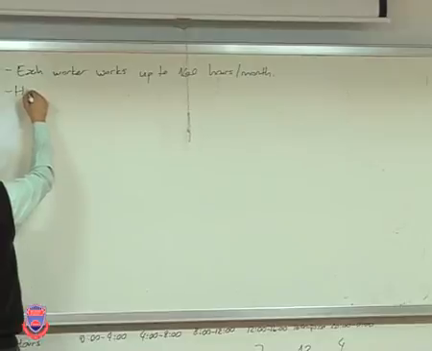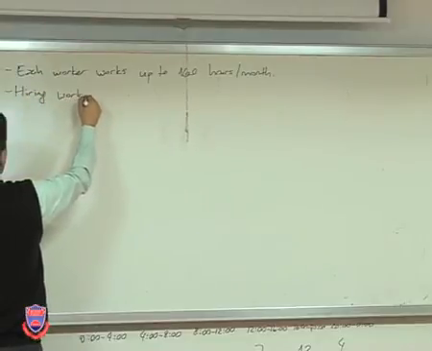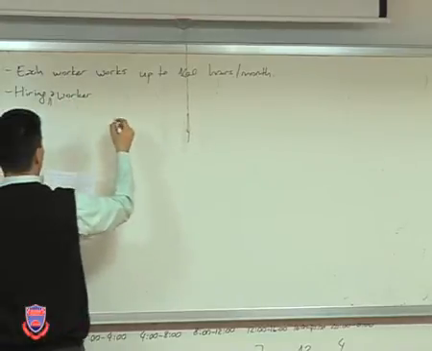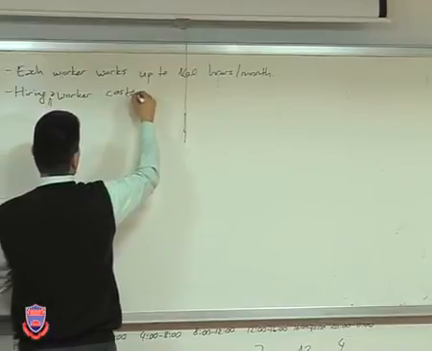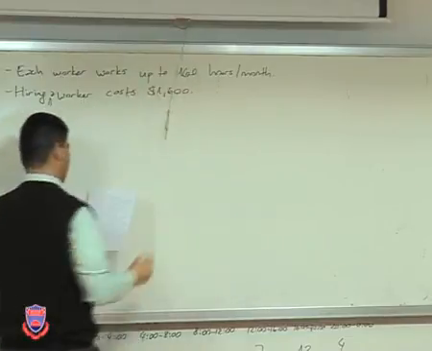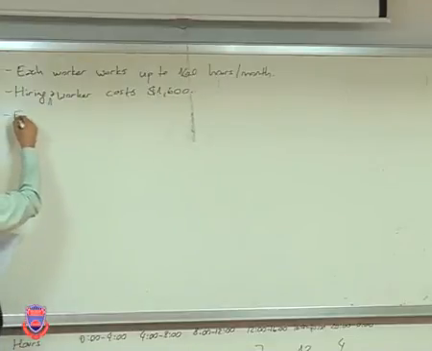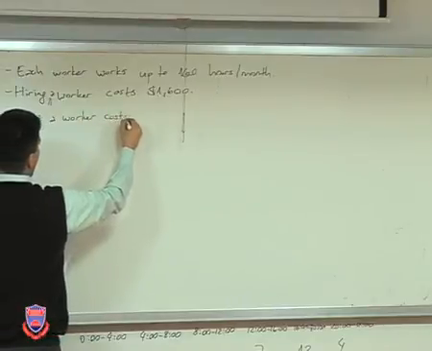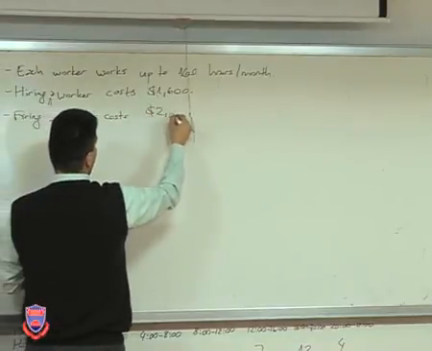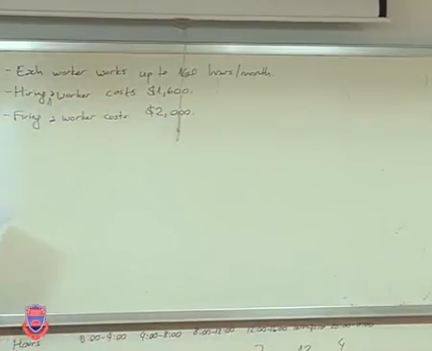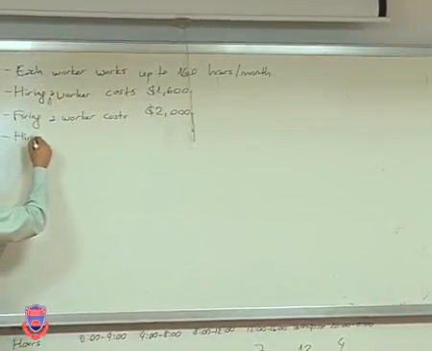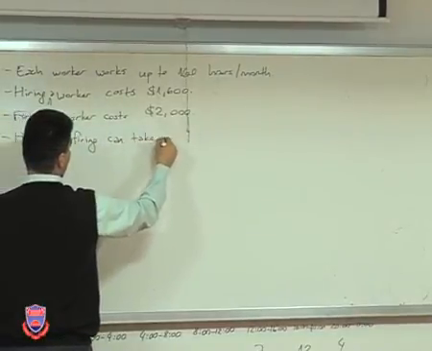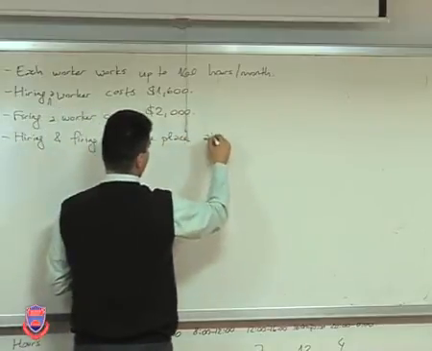And then we can hire a worker. So hiring a worker costs $1,600. And then we can also fire a worker. So firing a worker also has a cost. It costs $2,000. And hiring and firing can take place at the beginning of each month.